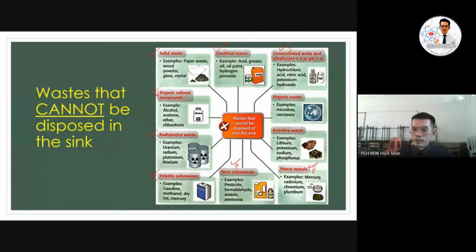And we have the number 9 waste which cannot be disposed into the sink, which is reactive waste. Here we have lithium, potassium, sodium, and phosphorus. And the last is the organic waste. Examples here are microbeads and carcasses. The carcasses may be carcasses of rats or whatnot. After the experiment we cannot straight away throw the carcasses of the animals we are working with into the sink.